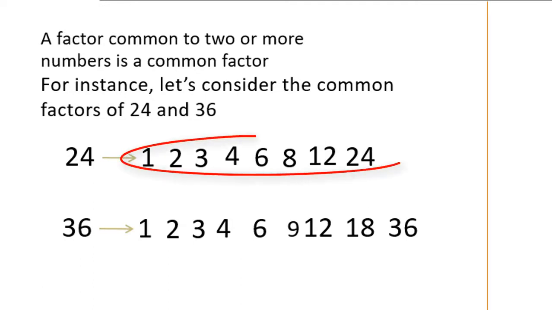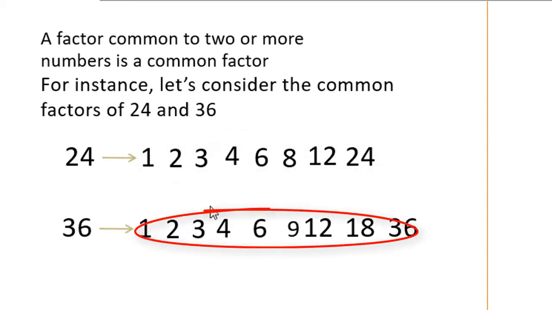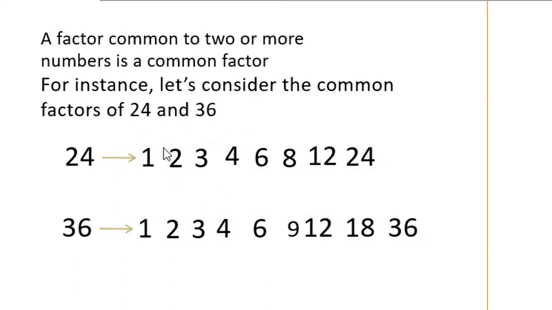So with that done, I need to write out the factors that are here and also that are here. Okay, the factors that are common to both 24 and 36.